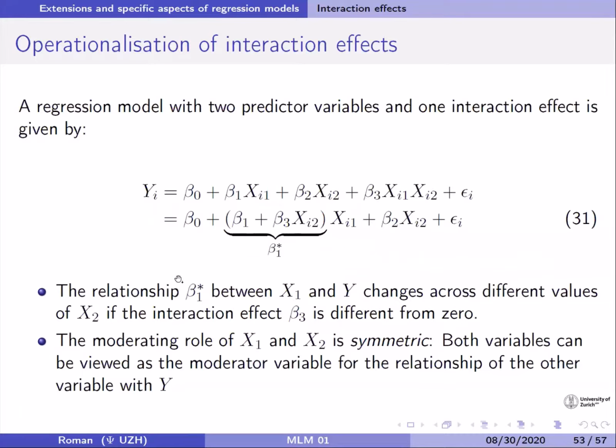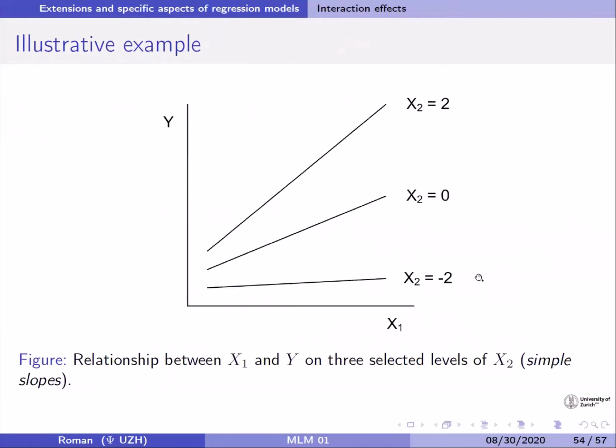The relationship between X1 and Y changes across different values of X2 if the interaction effect B3 is different from 0. The moderating role of X1 and X2 is symmetric. Both variables can be viewed as the moderator variable for the relationship of the other variable with Y. It is a symmetric relationship.